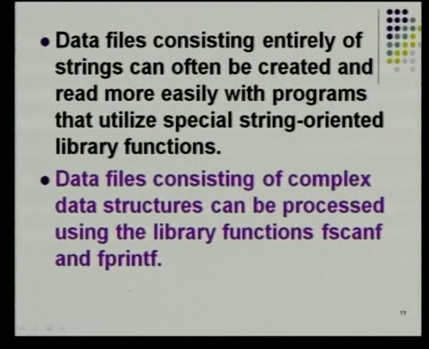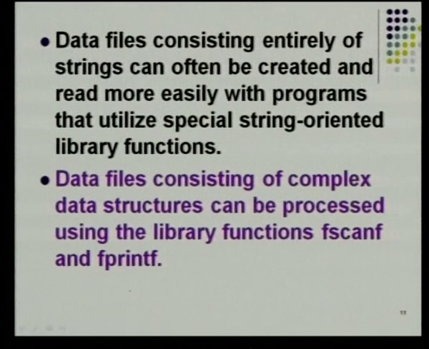Data files consisting of complex data structures, like the unformatted data files we already saw, which consist of arrays and structures, can be processed using the library functions fscanf and fprintf only. We already know that putc and getc have few arguments: you just have to say getc from which file name, putc what character into which file name. Whereas in fscanf and fprintf you have around 3 arguments. You have to identify from which file you are going to read, what type of data you are going to read, and you have to give the data as well.